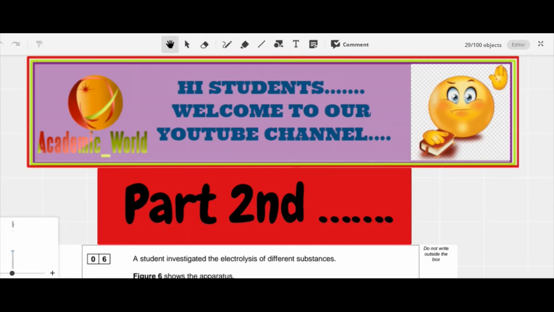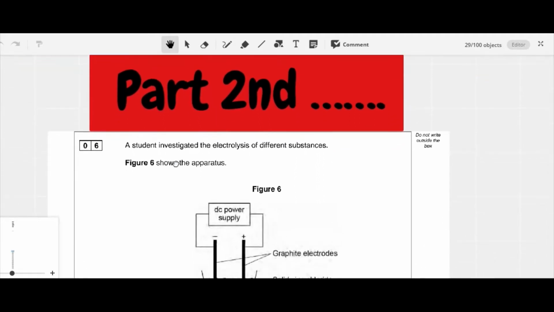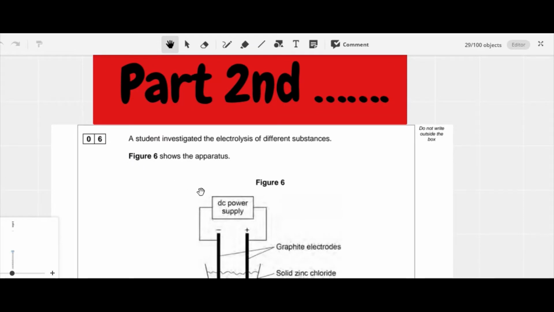Last time we did 5 questions of the GCSE foundation paper, June 2018. Today we are going to start the next part of that paper from question number 6.